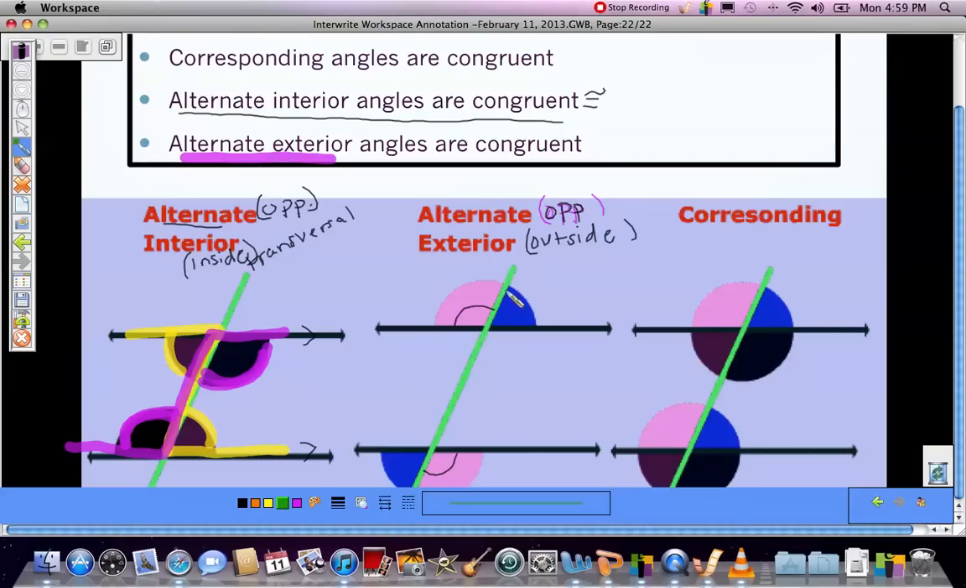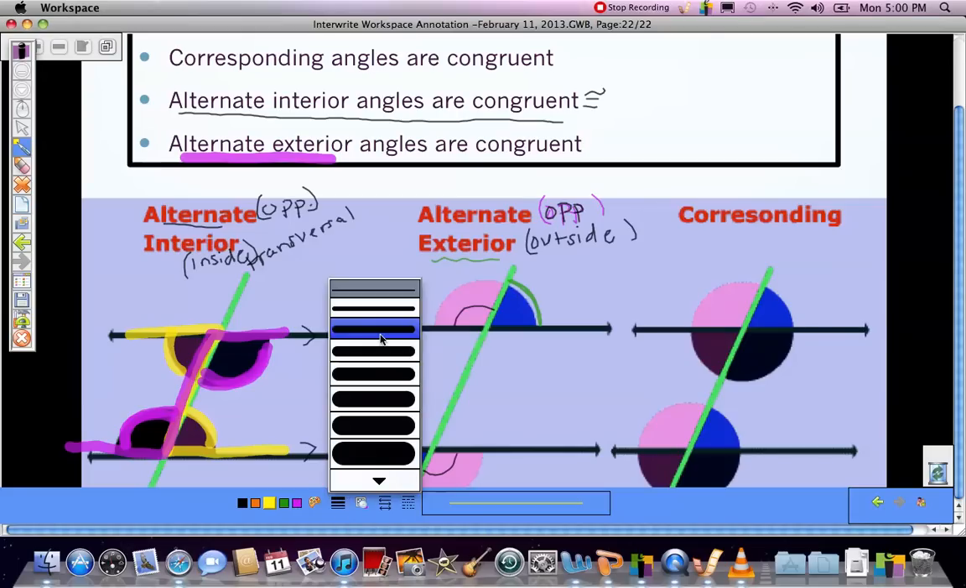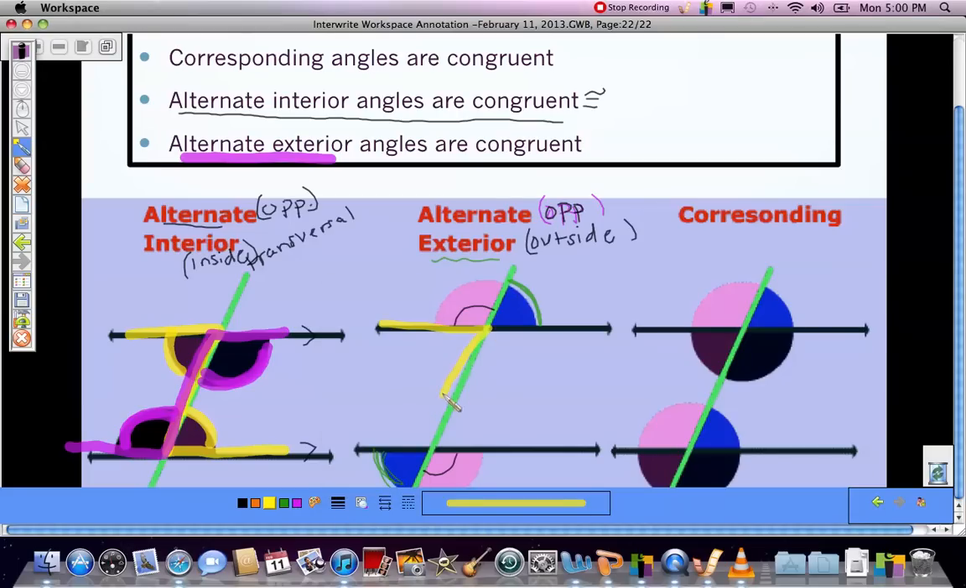And then looking right here on this side, you can see this blue angle here is on the outside of the parallel line, so it's an exterior angle, and its opposite, also on the outside of the parallel line, is congruent to it. So these two blue angles are alternate exterior. You can also do the z-test with alternate exterior. This time your angles will be on the outside of the z. You can see it's on the outside part of the z.